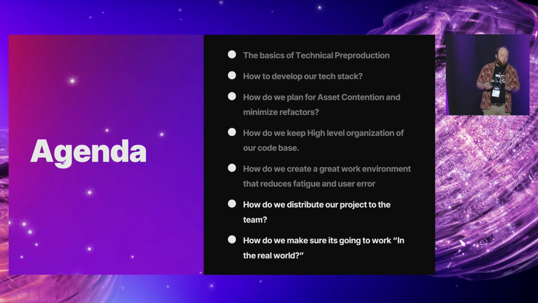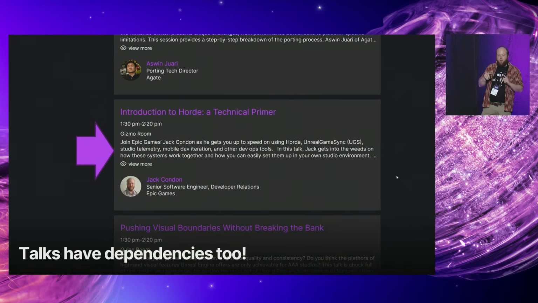And finally, to complete this monumental information dump, we need to talk about two more points: testing your stuff in the real world and project distribution. But we are out of time. So to that I say, talks can have dependencies too? I know that's really cheeky, I'm sorry.